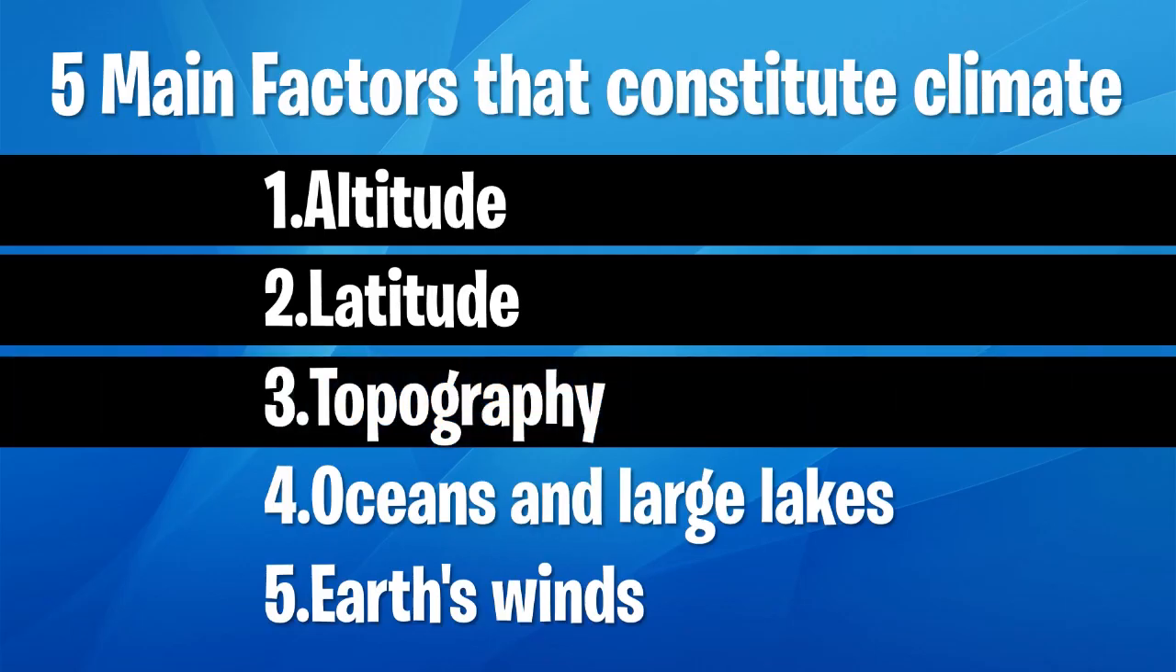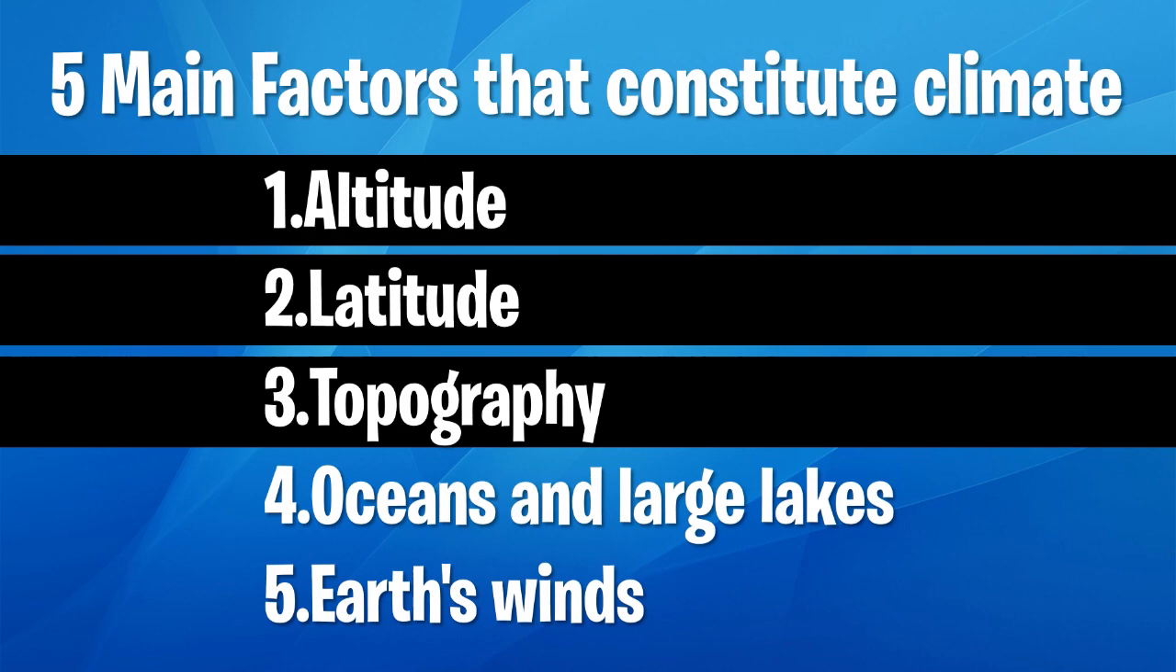So that is topography. So the first 3 we have is number 1, that being altitude, the higher you go, the colder you go. Number 2, latitude, which is the more north or south you go, the more exposure to the sunlight, the more heat you're exposed to. And finally, topography. So how can mountains affect how much rain you get?